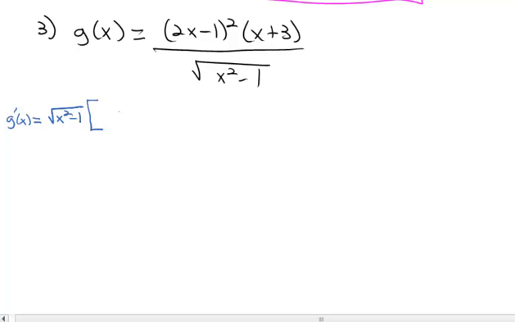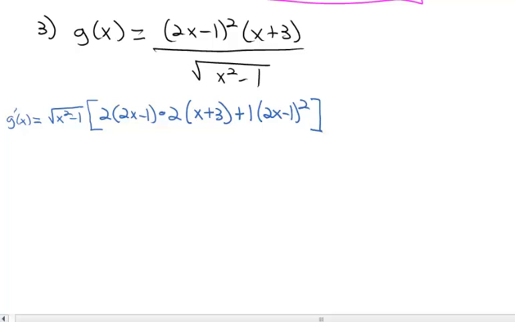So the derivative of the first, well, here's where we see the guts. We take 2 times 2x minus 1, and then we multiply by the derivative of the inside, the 2, plus, oops, not yet, that's the derivative of the first times the second, x plus 3, plus the derivative of the second, which is 1, times the first, 2x minus 1 squared. So in the square brackets, we have the derivative of the product.